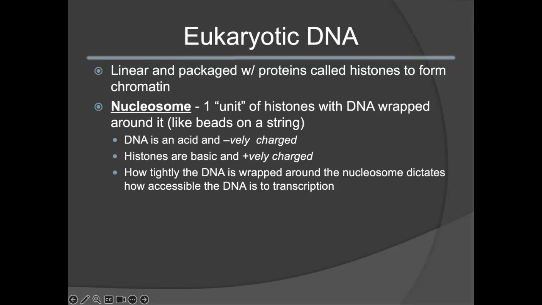Eukaryotic DNA, as stated previously, is much more complex. Eukaryotic DNA consists of linear chromosomes that are commonly packaged with proteins called histones. Together, this forms chromatin. When the DNA needs to be wrapped up, it will form what is termed a nucleosome. A nucleosome consists of one unit of histone proteins with the associated DNA wrapped around it. This resembles beads on a string.